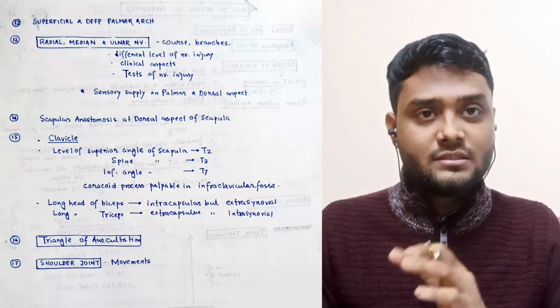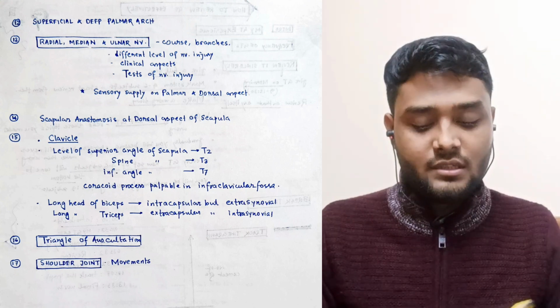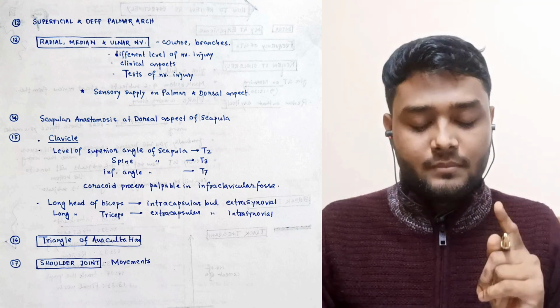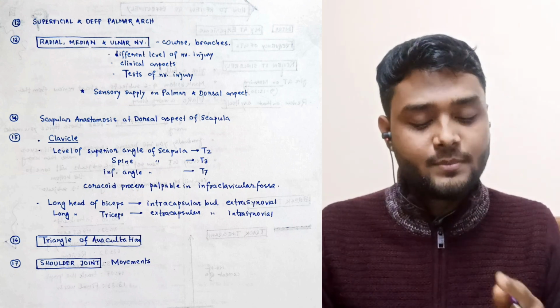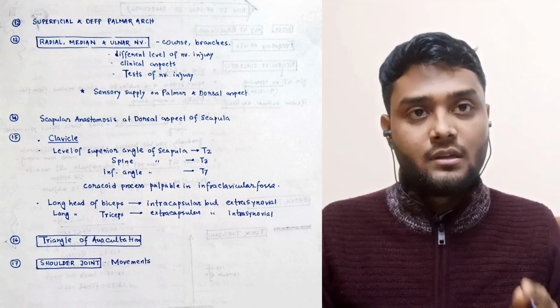Superficial and deep palmar arches are the continuation of which arteries? Read it. Then radial, median, and the ulnar nerve: their course, their branches, the differences in level of nerve injury, their clinical aspects, and tests for different nerve injuries.